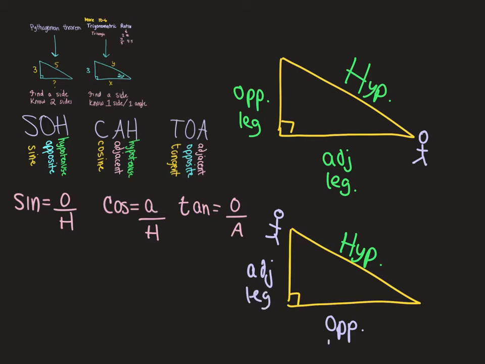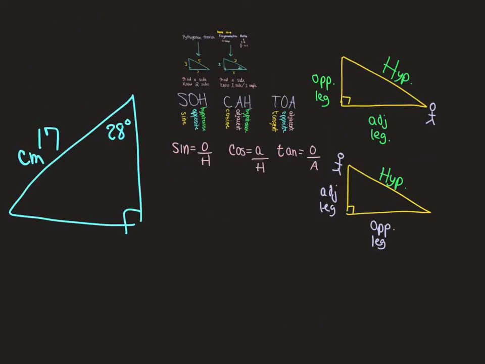So depending on where you're standing from, which corner, if they tell us this corner, the angle measure, the degrees, like how wide is this angle, if we're standing here and we know this angle, opposite, adjacent. If we're standing at this corner and we know this angle, opposite, adjacent, always the hypotenuse. All right, so I've drawn another triangle. This time I'm going to tell us that this is the corner we're standing at.